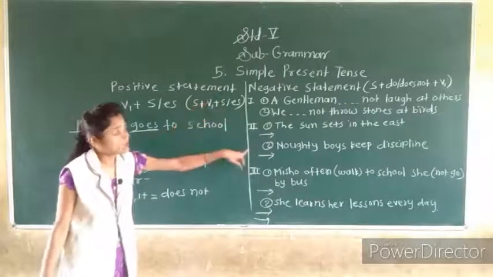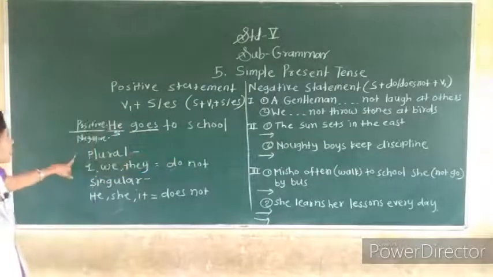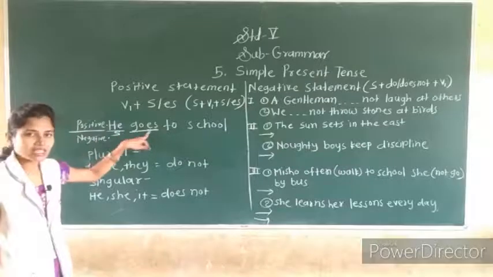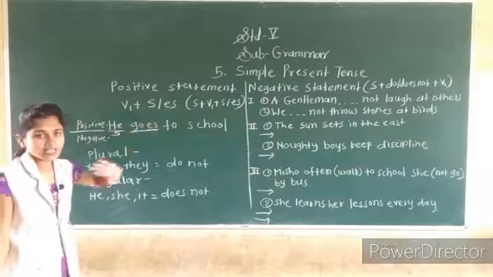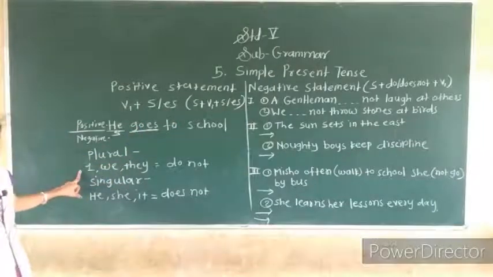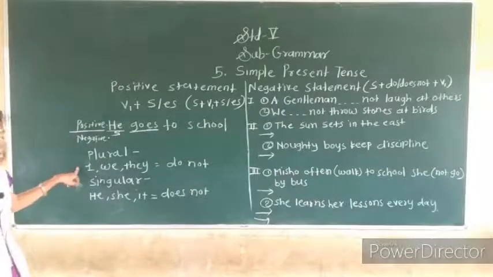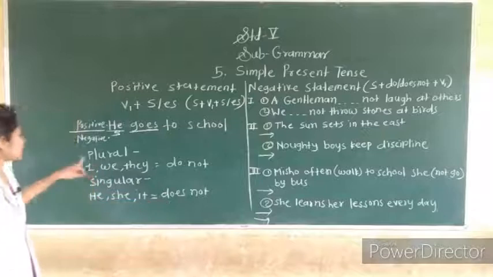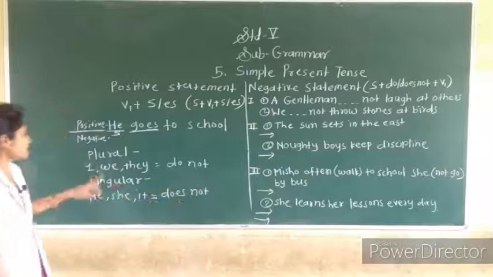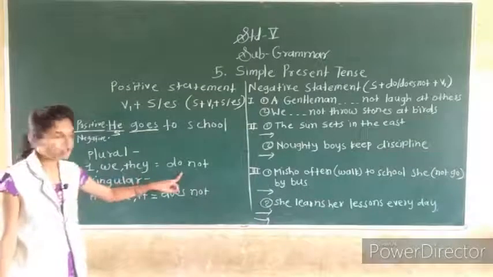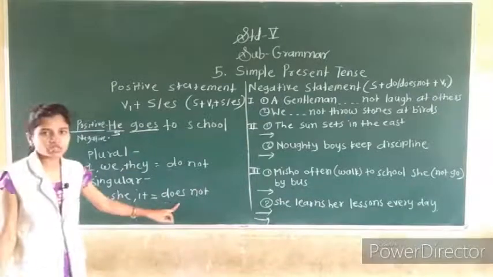And in the 5th lesson we are going to learn about the negative statement. Next, the plural. If it is singular, we use s or es, and in the plural we don't use s or es. In the plural, we use do not and does not. That is what we use in the negative statement. In the plural we use do not, and for the singular we use does not. Plural means I, we, they, and we use do not. Singular means he, she, it, and then we use does not.